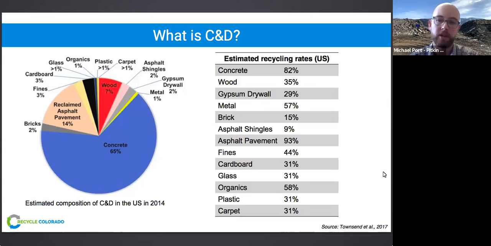But I'll point out in Colorado, for things like gypsum drywall, which on here says 29% recycling rate, we're virtually zero. There's really no end market for that in the state of Colorado. The same thing goes for plastics and carpeting as well. There are limited options in our state. So we're lagging behind some of these numbers, but we don't really have great data about the statewide diversion of these.